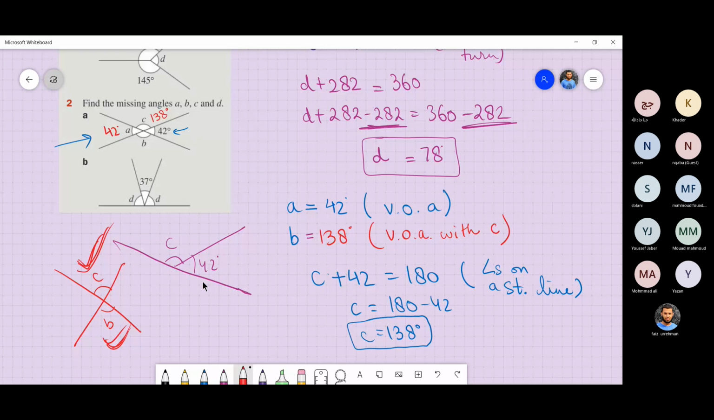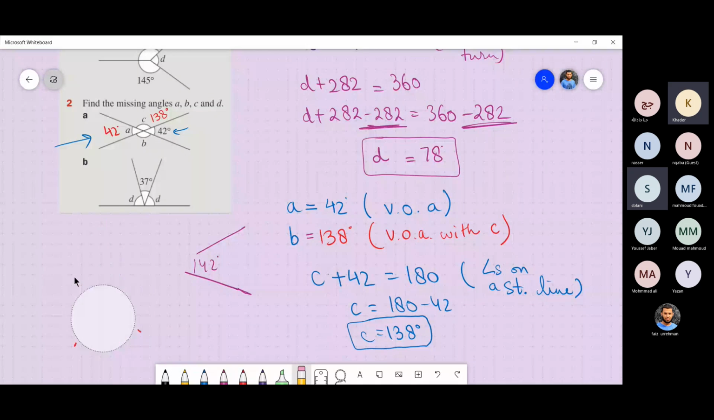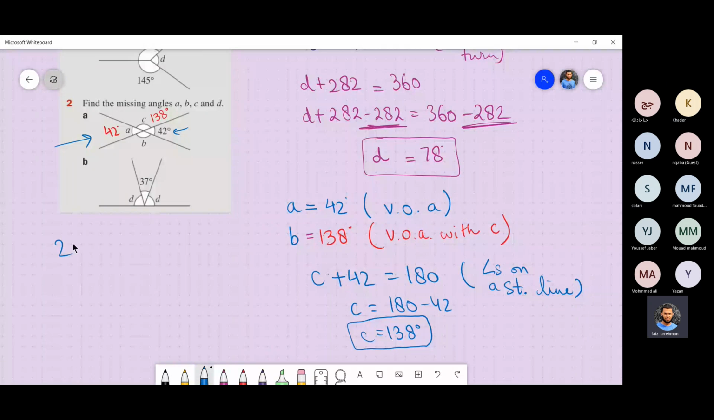Okay. This was one of the easiest questions of this exercise. Question number 2B. Okay. What will be the equation? And how can we solve question number 2B? We have to add them all, and when we add them, what should we get? 180 or 360? 180, because this is a straight line and these angles are above the straight line. So 360 should not come. 180 should come.